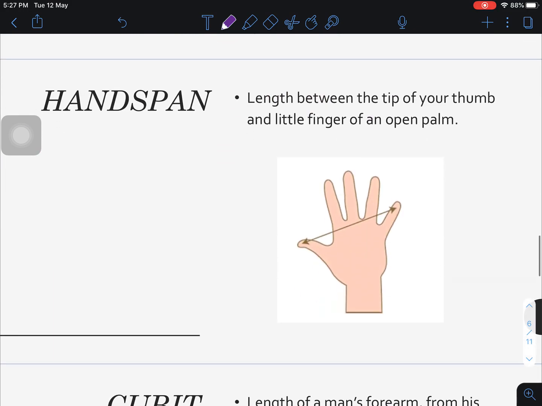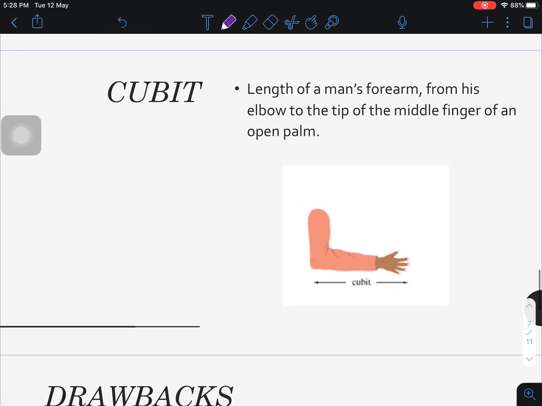सिमिलरली वी कैन फिक्स अदर थिंग्स ऑल्सो, सिर्फ यार्ड नहीं. सो यू कैन यूज़ हैंड स्पैन ऑल्सो. इन दिस यू जस्ट हैव टू स्ट्रेच आउट योर हैंड. आप अपना हाथ बिल्कुल खोल देंगे. सो लेंथ बिटवीन दिस थंब एंड दी स्मॉलर लिटिल फिंगर is your hand span. This length is nothing but hand span.